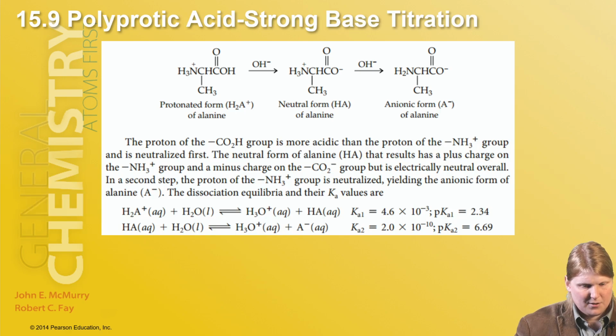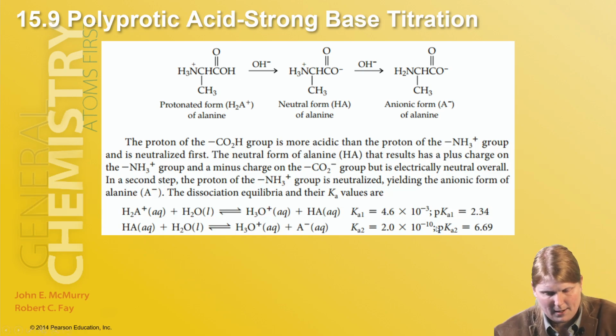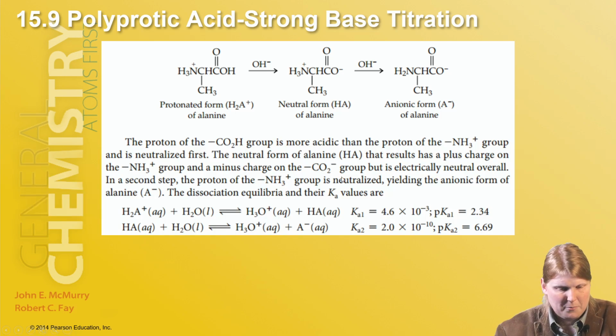They say here the dissociation equilibria. So that's our protonated form, acting as an acid, but that's a pretty small Ka. And then our next one, our neutral form, has a higher pKa, so it's a weaker acid, right, by 7 orders of magnitude.